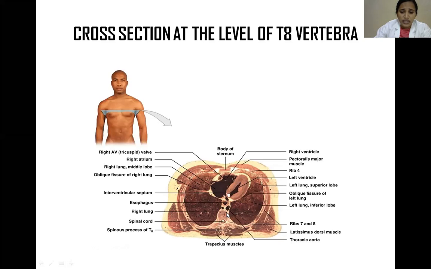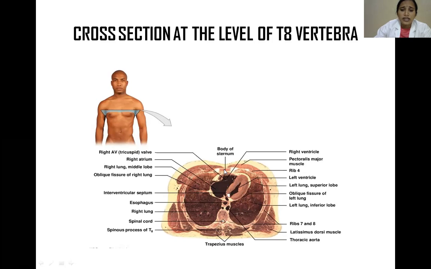So this is the T8 vertebra. This is the body of the T8 vertebra. These are the transverse processes and this is the spinous process. Body, transverse processes of the T8 vertebra, and this is the spinous process of the T8 vertebra. Enclosed by the body, this is the vertebral canal, in which you will see the location of the spinal cord. The thoracic part of the spinal cord is present here. So this is the posterior aspect.